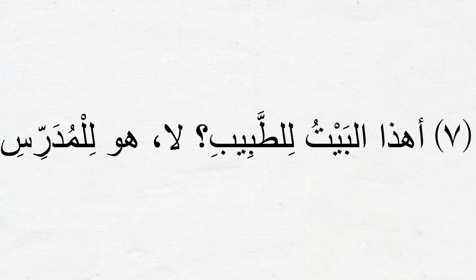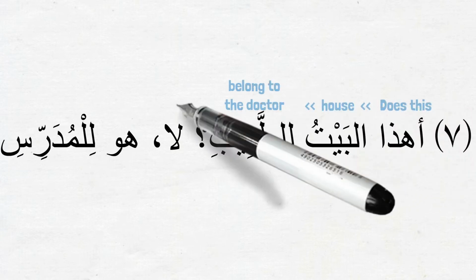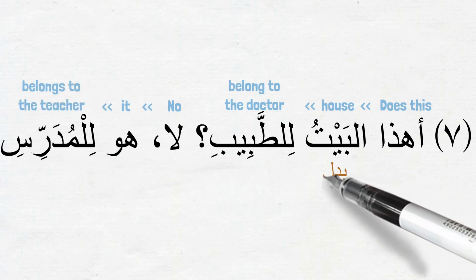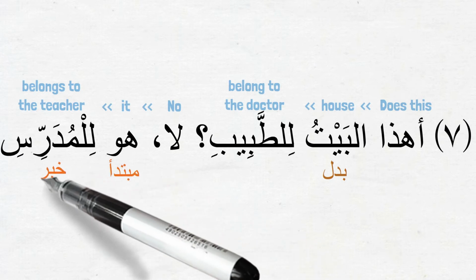Sentence number 7. أهذا البيت للطبيب؟ لا، هو للمدرس. Does this house belong to the doctor? No, it belongs to the teacher. In the question, البيت is the badal for هذا. In the response, هو is the مبتدأ and جار مجرور للمدرس is شبه جملة type خبر.